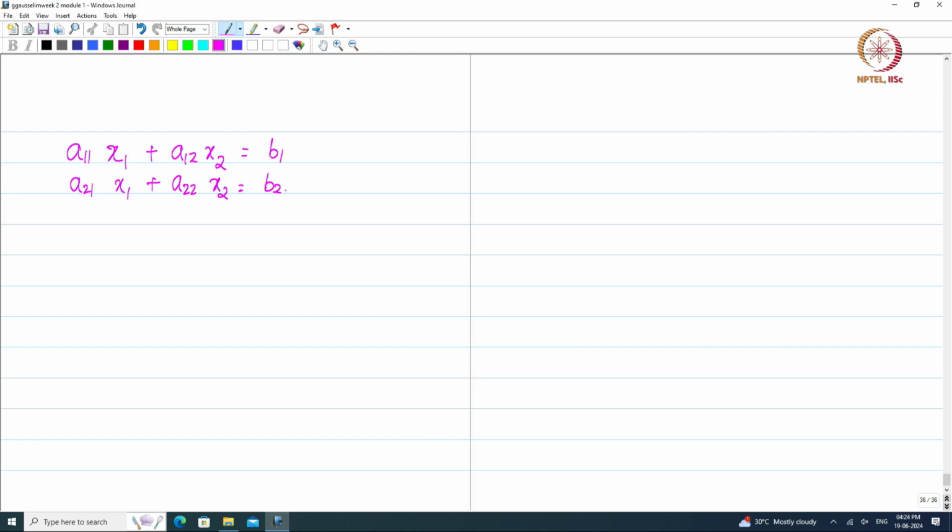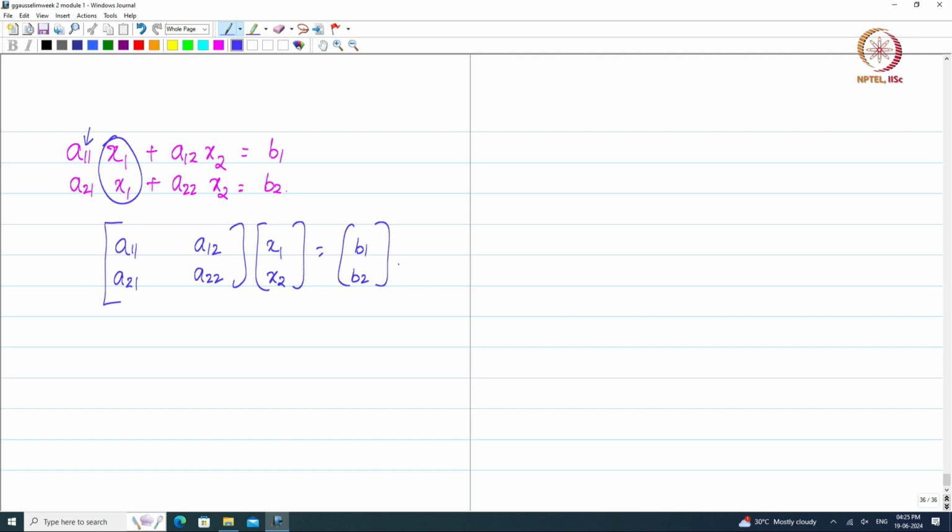We see something interesting here, and what is that? We see that the unknown x1 always multiplies the first column of A, it does not multiply any other column of the coefficient matrix A. So, we have A11 A21, A12 A22, and we have x1 x2, which is B1 B2. The first column of the matrix A is always multiplied by x1, and the second column of the matrix A is always multiplied by x2.